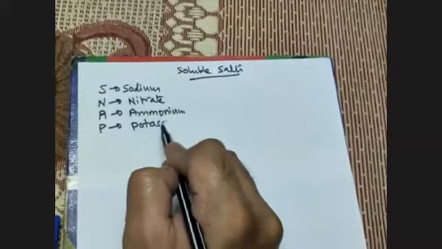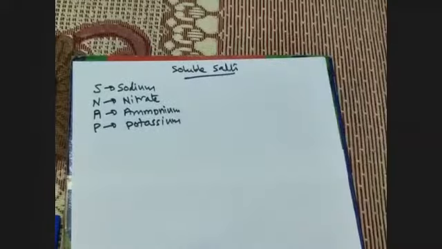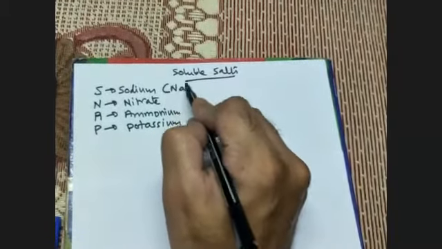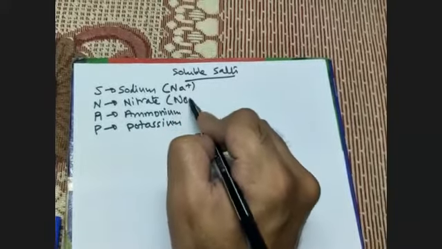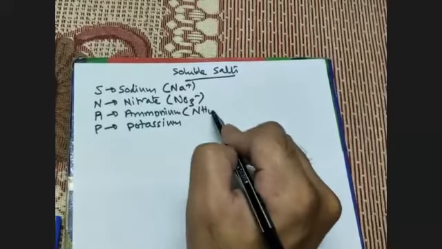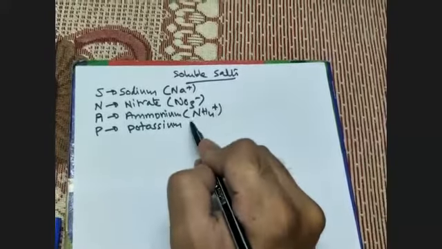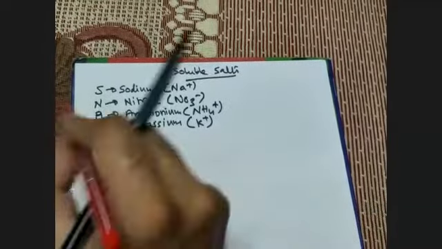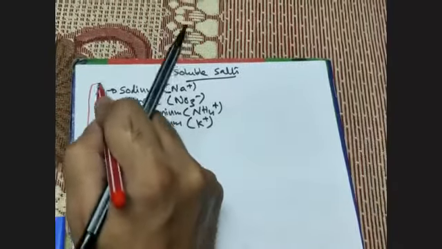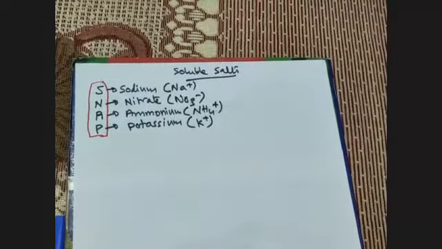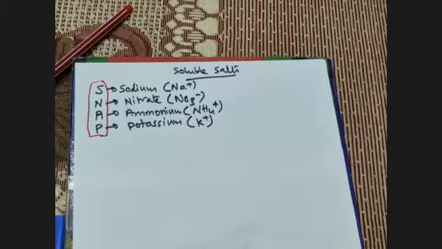তার মানে any salt that has these ions, it's going to be what? Soluble. So Na plus ion, nitrate হচ্ছে NO3 minus ion, it's an anion. This is a cation, and this is also a cation. Okay, so our mnemonic is going to be SNAP. Okay, so this is for soluble salt.